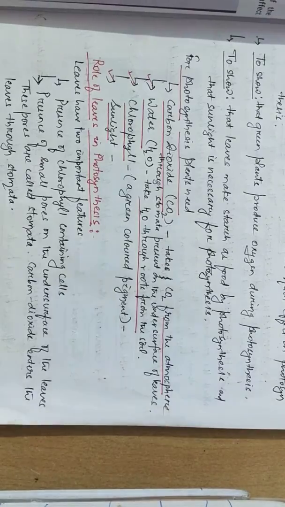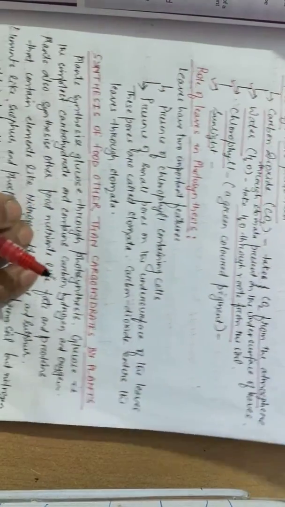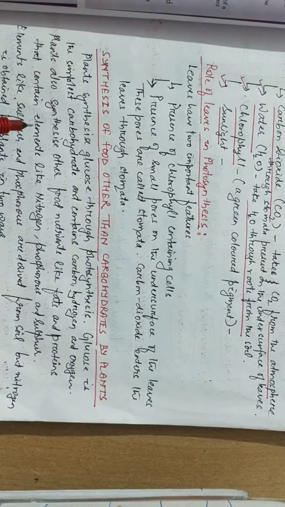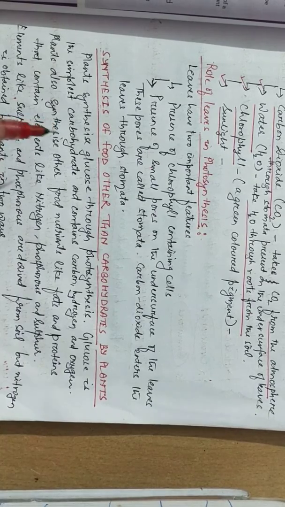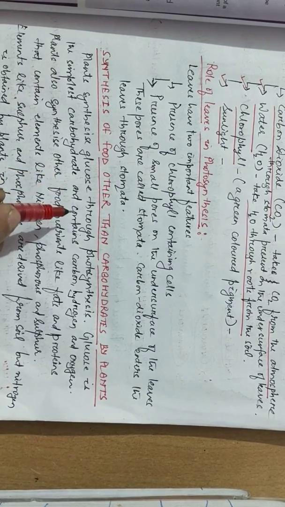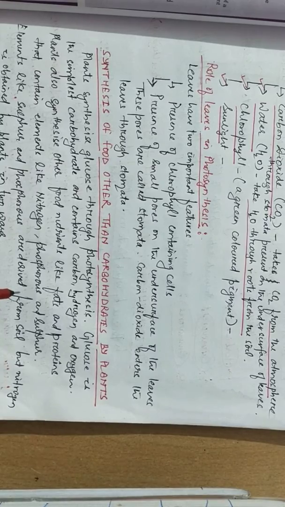Now we'll discuss the synthesis of food other than carbohydrates by the plant. We had studied photosynthesis in detail. We also discussed the reaction during photosynthesis, and we came to know that during photosynthesis glucose is produced by the plants. Glucose is the simplest carbohydrate, and it contains elements like carbon, hydrogen, and oxygen.